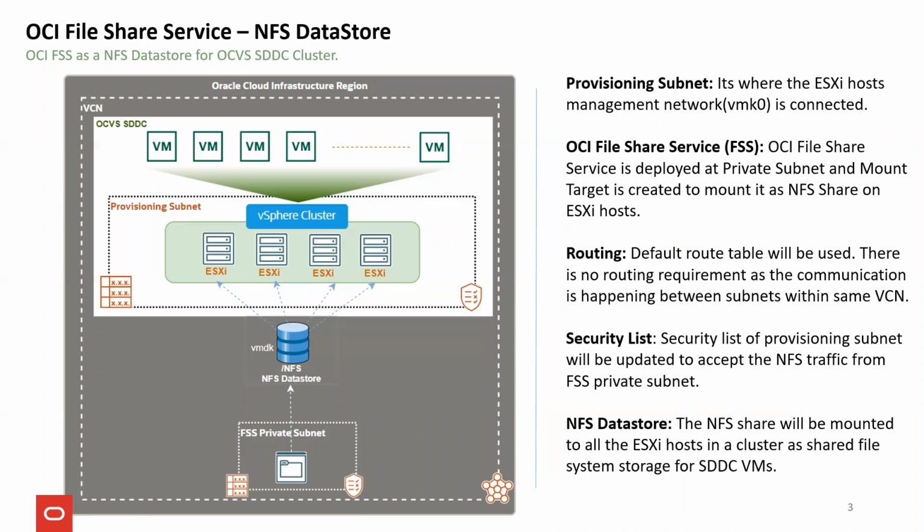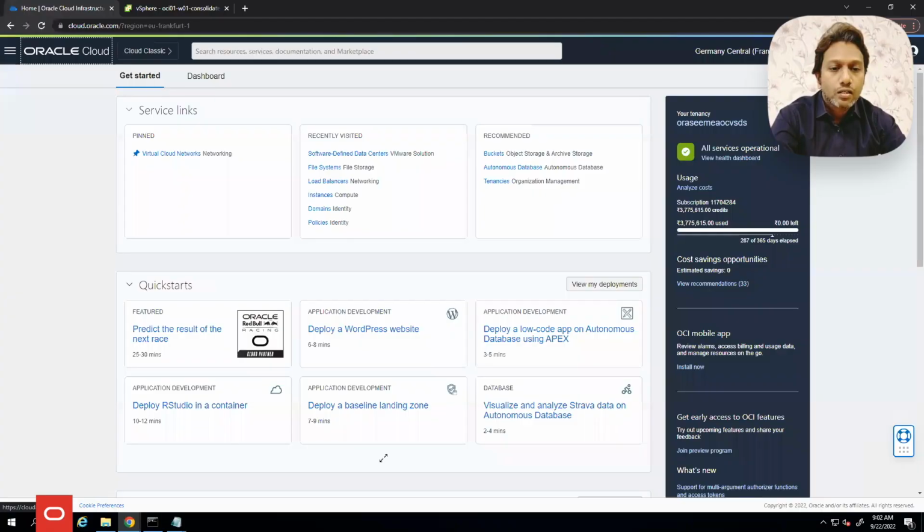So as part of this technical implementation today, we'll be creating a dedicated private subnet for OCI file share. We'll have a security list to establish the communication between the ESXi host and the file share mount target. And finally, we will mount the mount target or the file share from the OCI FSS as an NFS data store to VMware SDDC. So without further delay, let's dig into that. Let me log into the environment and let's get started with creating the file storage services subnet, as well as to look into the procedure how we can use file share mount target as an NFS data store.